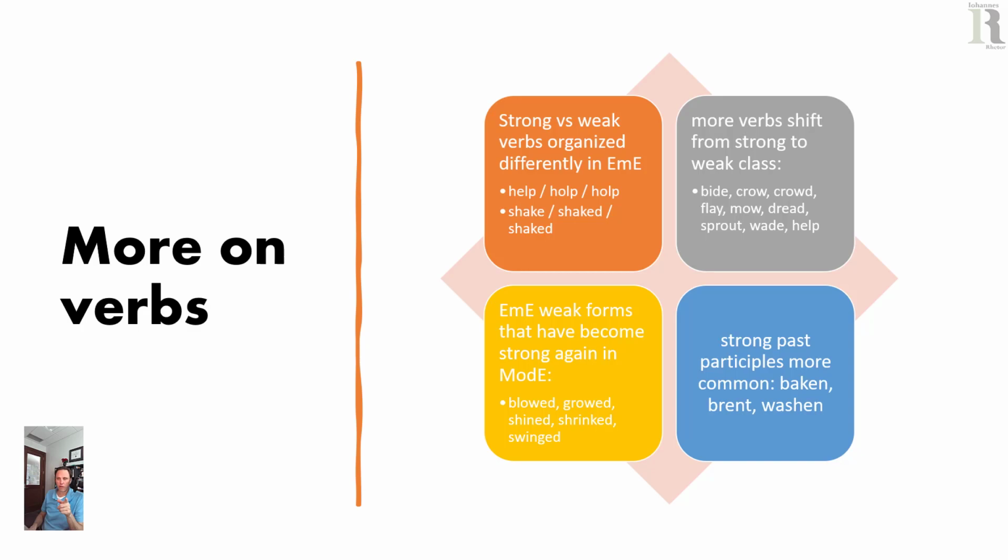A bit more on verbs. Strong versus weak verbs were organized differently in early modern English. I help him. I helped him. No, I hope him. I shake him. I shaked him. Right? No, I didn't. I shook him. I shaked him. Shake was a weak verb. Help was a strong verb.